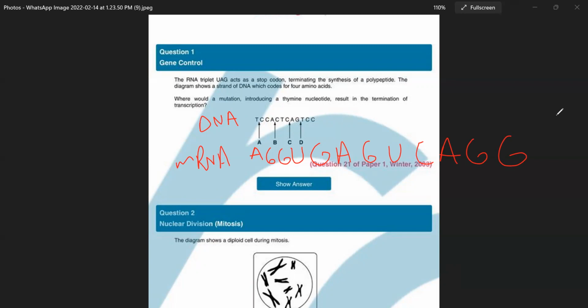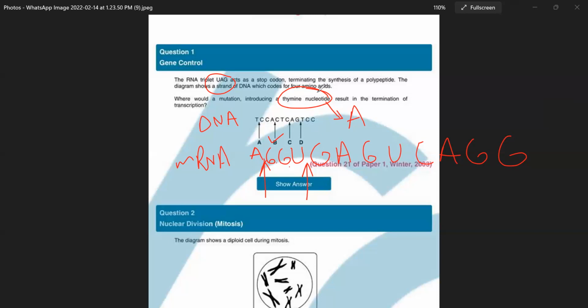He's giving us an option at A, which is over here, and between 1, 2, 3, 4, and so on. So where do I add a thymine nucleotide, which in mRNA will be an adenine nucleotide, right? Yeah, the exact opposite base pairing. Where will I need it to make a UAG? It's very simple, right in front of your eyes. B, UAG, exactly. And that's going to be a stop codon.